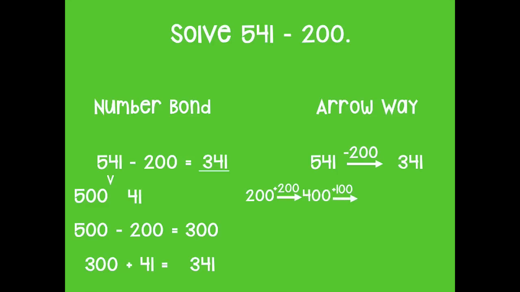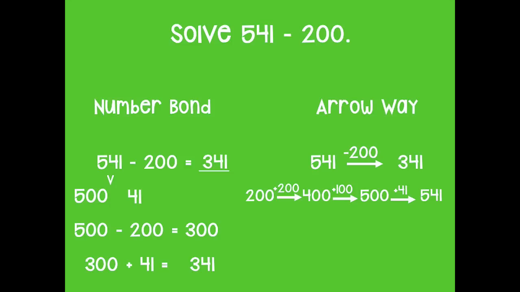So now I need another 100. So 400 plus 100 equals 500. Oh, I'm at 500. I only have to go to 541. So I'm going to make one last jump in my arrow way of 41. So 500 plus 41 equals 541. Now, remember, that's not our final answer because 541 minus 200 does not equal 541.